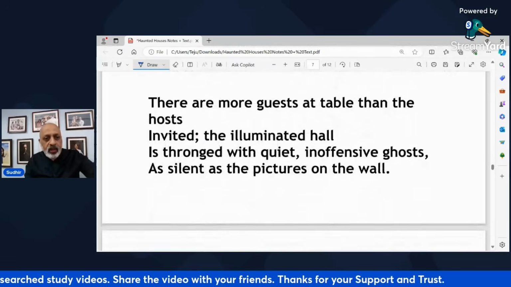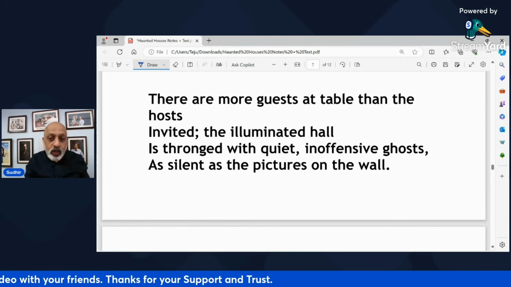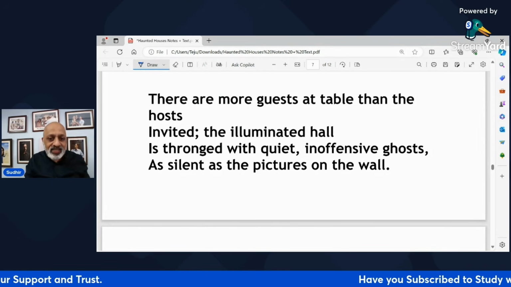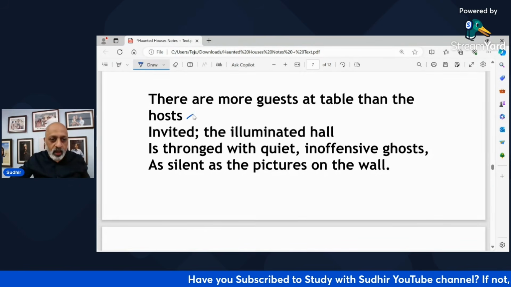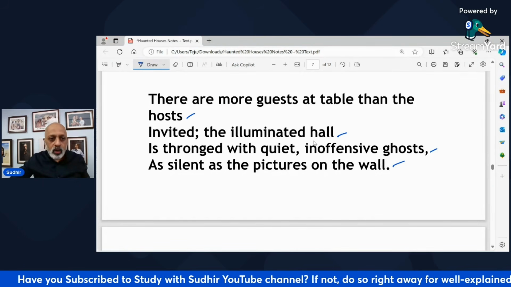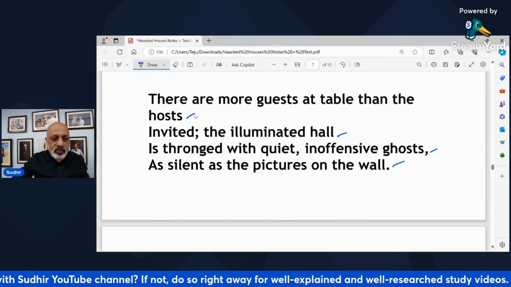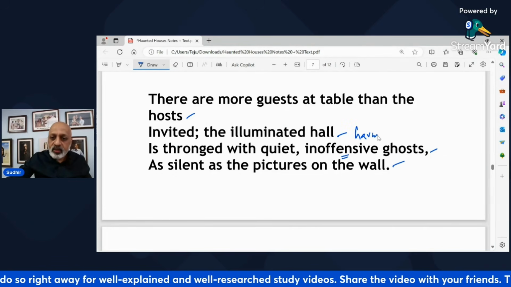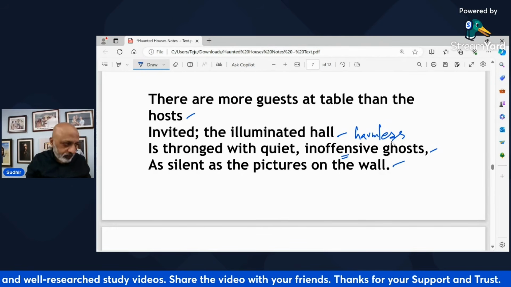Stanza 3. There are more guests at the table than the hosts invited. The illuminated hall is thronged with quiet, inoffensive ghosts, as silent as the pictures on the wall. So you see again, A, B, B. Hall, wall, host, ghosts. Okay. Now, what is inoffensive? Inoffensive means that they are harmless in every respect.